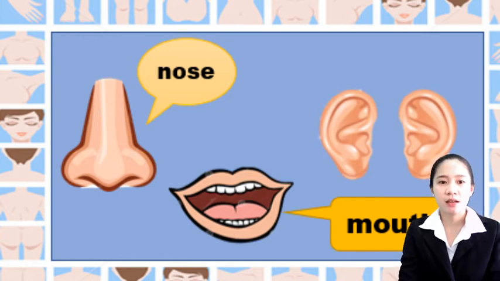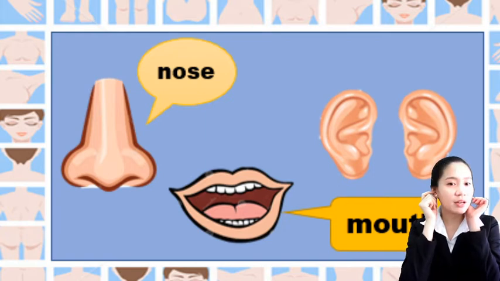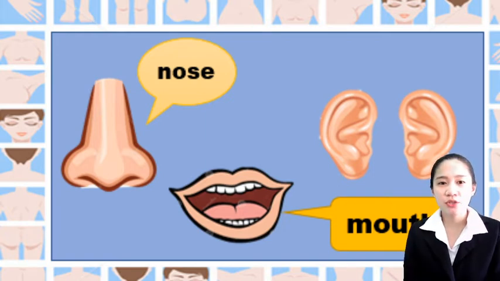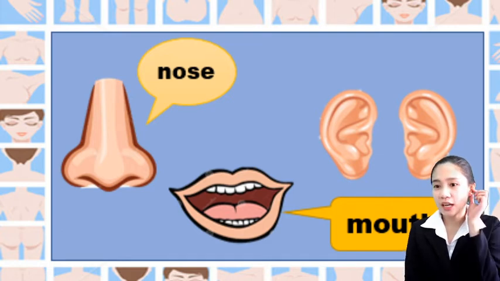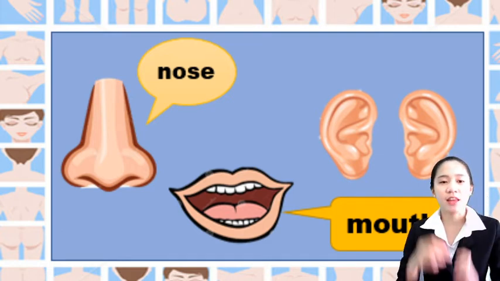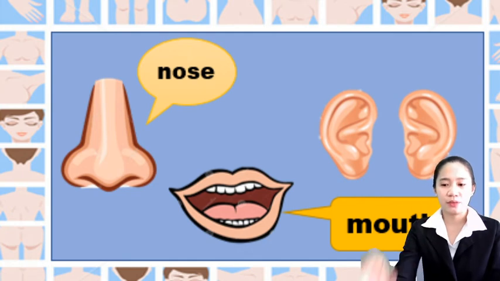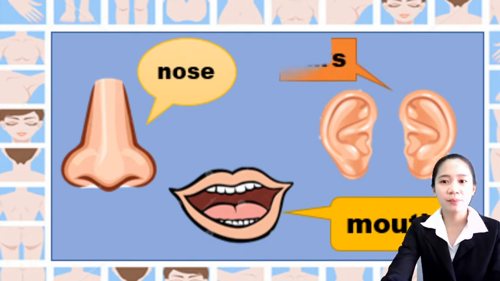Next are our ears. So we have here our ears. So how many ears do we have? We have 2. One here on the left side and the other here on the right side. So these are our ears.